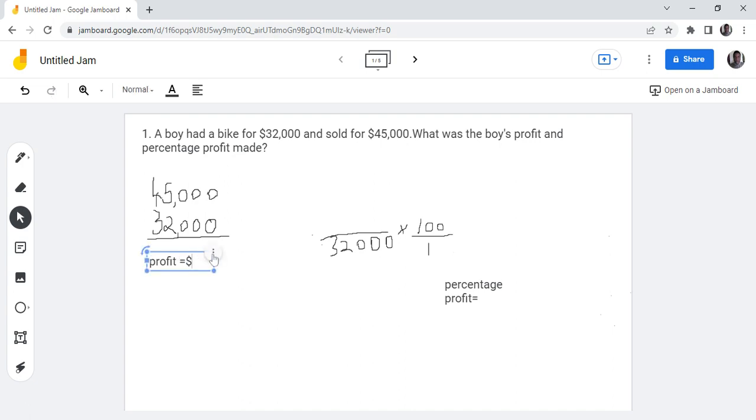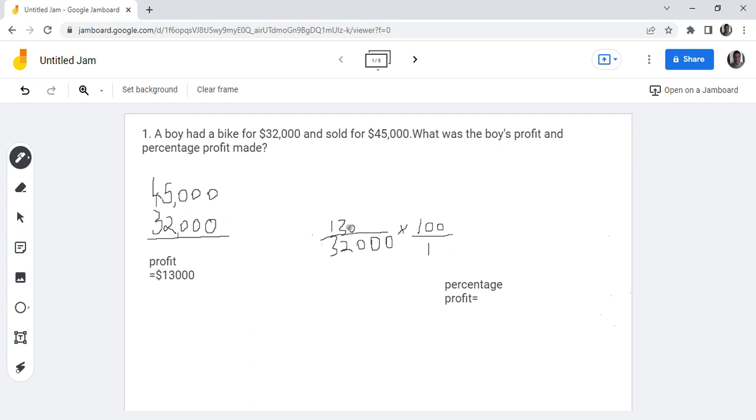So the answer that you're supposed to receive is $13,000. So since the profit that was gained is equal to 13,000, what we're going to go ahead and do is find the profit percentage, or the percentage profit. So we are going to put 13,000 over the cost price and times it by 100 over 1.